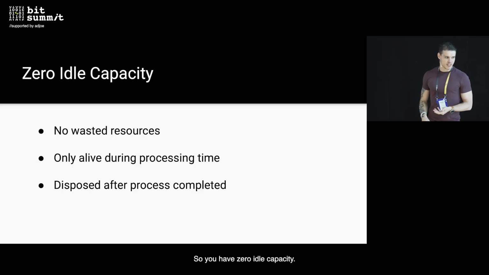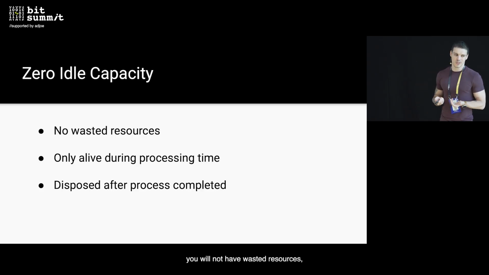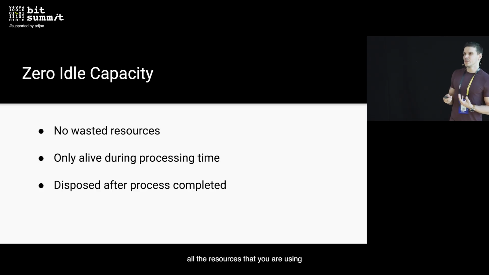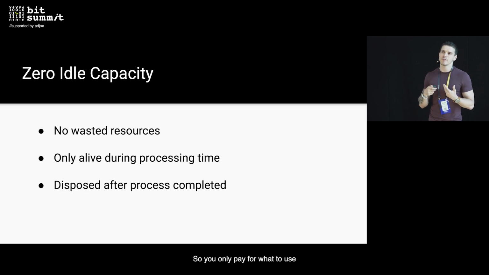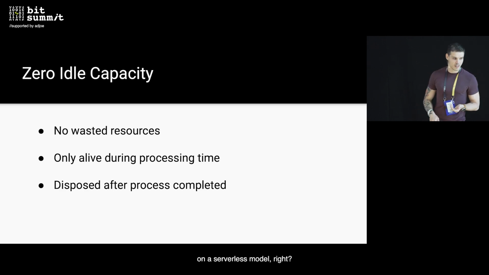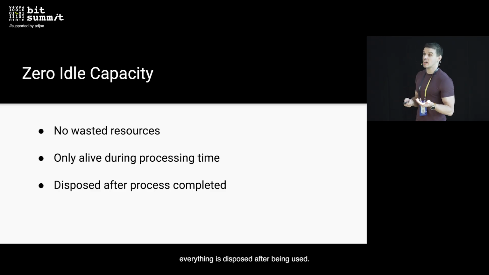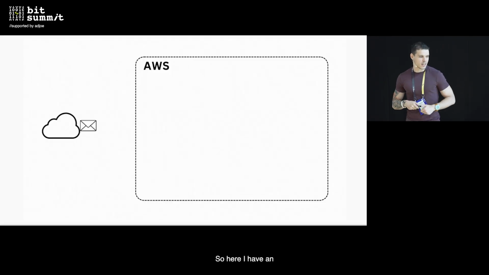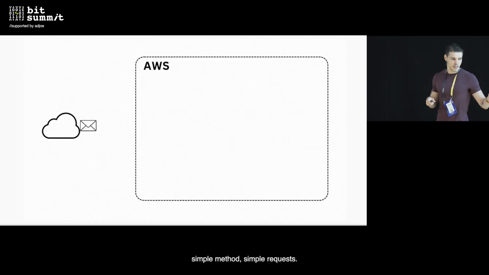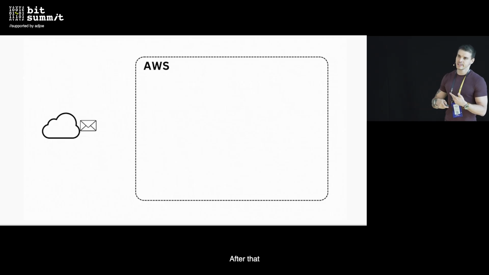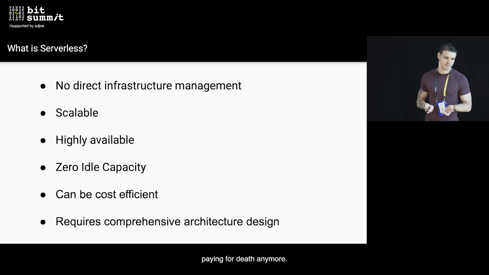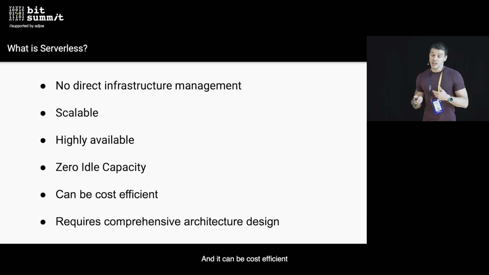Theoretically, you have zero idle capacity, and that means you will not have wasted resources, because all the resources that you are using are only, quote unquote, alive during the processing of the request. So you only pay for what you use in a serverless model, right? And theoretically, everything is disposed of after being used. Here I have an example of a simple request. It goes to API Gateway, Lambda, and then processes in DynamoDB, and then it sends a response. You can see it's alive only during the request. After that, you don't care anymore, because you're not paying for it anymore. And it can be cost efficient.